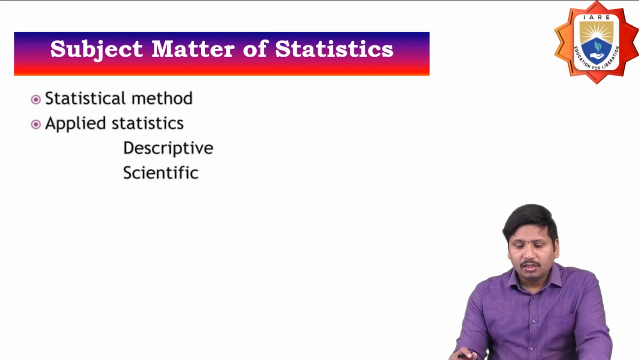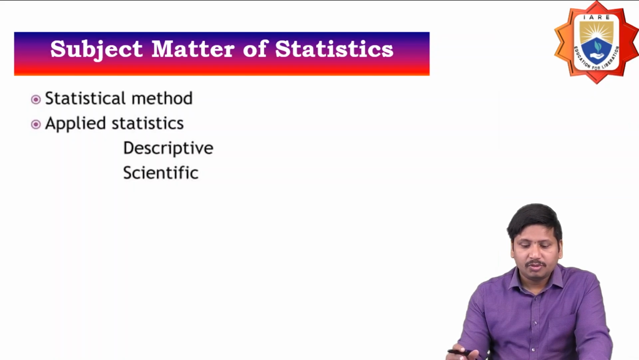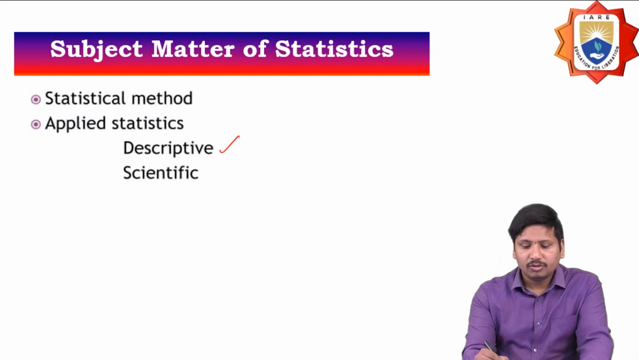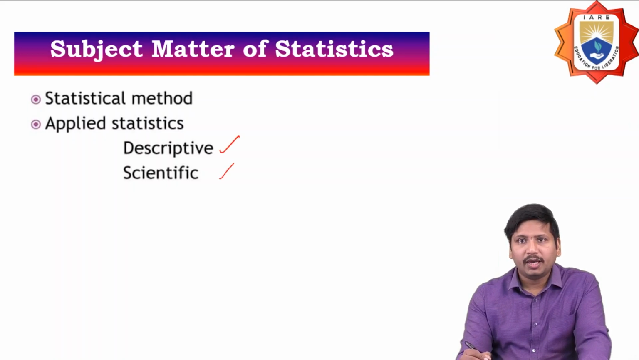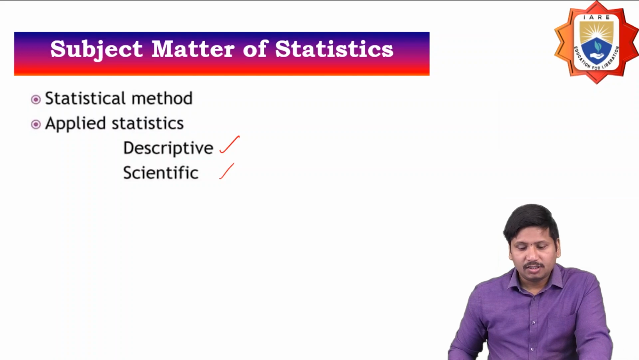Normally, as I told previously, statistics are of different types, like descriptive statistics. Here some statistical methods are also applied. Applied statistics means there are different methods available, like descriptive methods and scientific methods. Making use of those methods, we can apply some of the statistics.